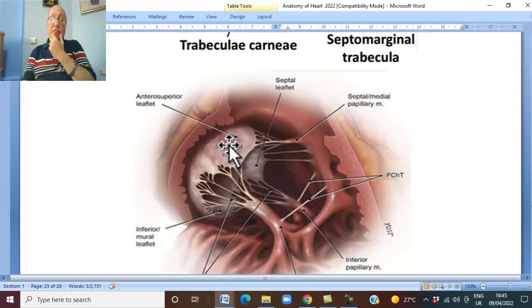Each cusp has two surfaces. The surface above, which is the atrial surface, is smooth. And there is a ventricular surface towards the ventricle, which is rough. The ventricular surface is rough due to attachment of chordae tendineae to the ventricular surface of the cusps.